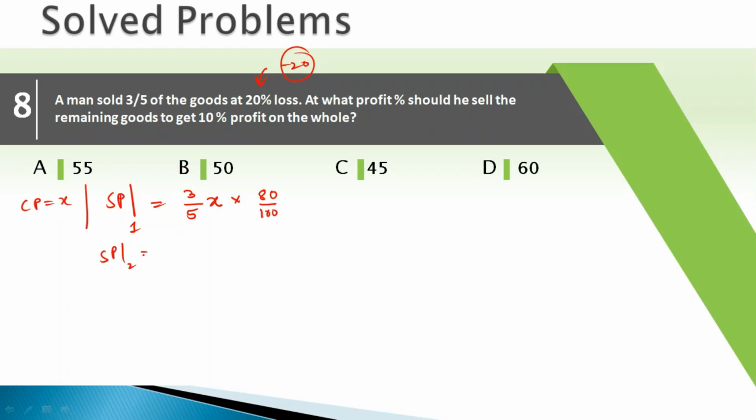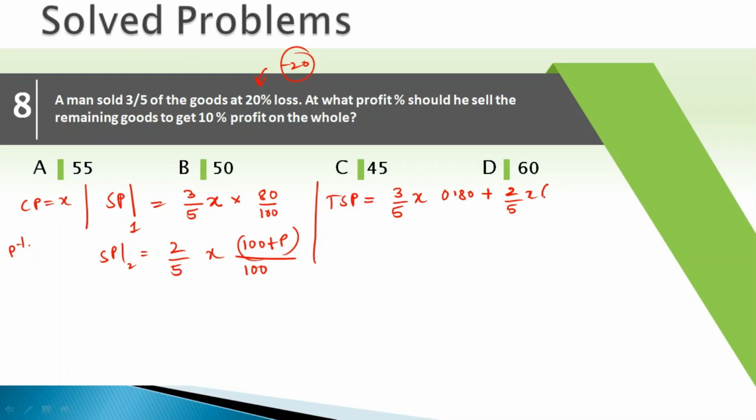And the second case, second lot कितने प्रॉफिट परसेंटेज में सेल करना चाहिए? And the second lot, how much percentage should we sell? Let's say we consider that profit to be P percentage. So 2/5 of X is sold at a profit. So कितना multiply होगा? 100 plus P by 100 होगा, right? So selling price of the second lot is 100 plus P by 100. So what is the total selling price? Total TSP. Total TSP मतलब ये add हो जाएगा, right? 3/5 of X into 0.80 plus 2/5 of X into 100 plus P by 100.